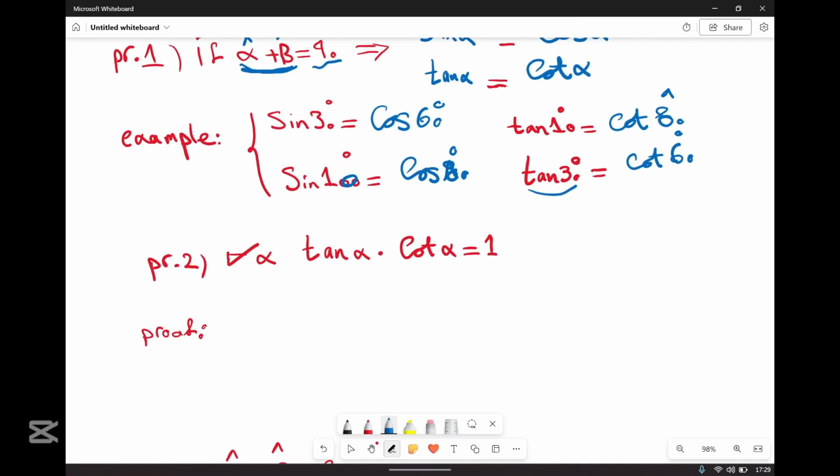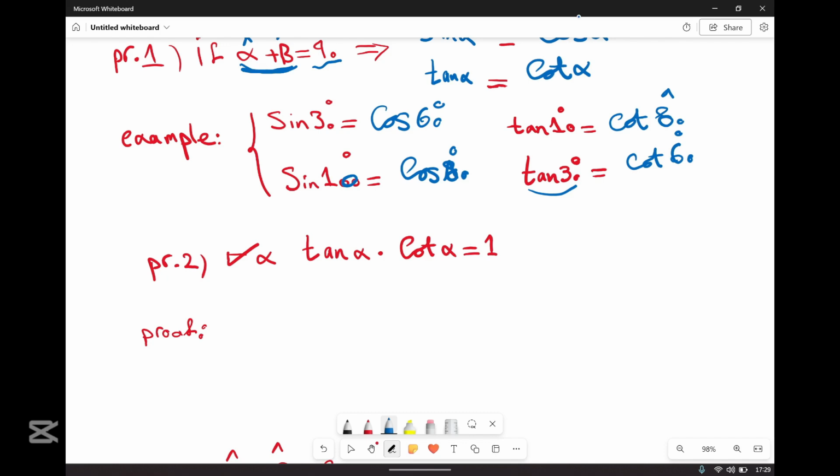At first, in the previous part, what we understood: when we have two angles whose summation is 90 degrees, one of them we give to the sine and another one to the cosine, they are equal. Or, when we put one of them in the tangent and another one in the cotangent, they are the same. Okay, but another thing is so important.